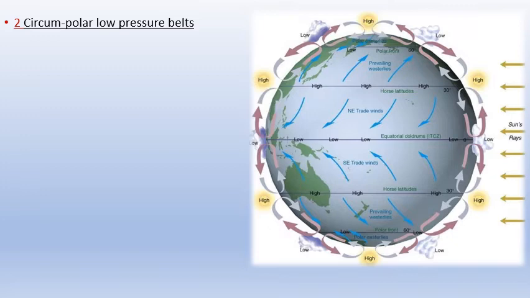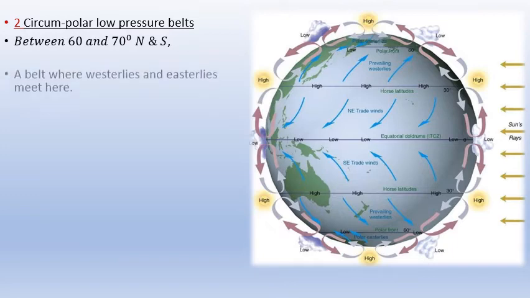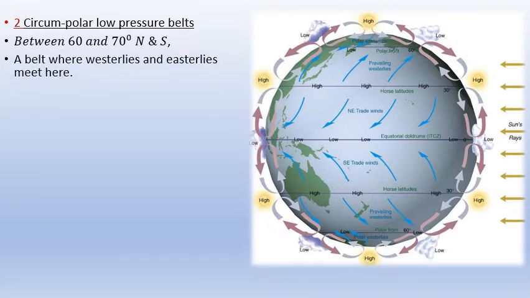Here warm air rises and diverges in both directions, and one part settles at the pole and the other part settles at the Tropic of Cancer or Capricorn. So what is different about the circumpolar low pressure belts? It lies between 60 and 70° north and south. The second point is that this is the belt where westerlies and easterlies meet.